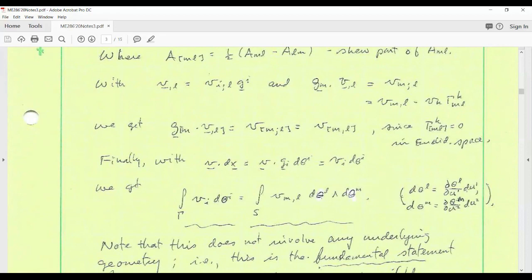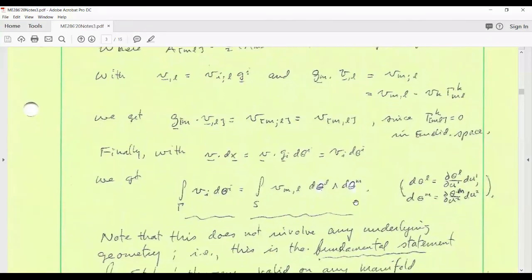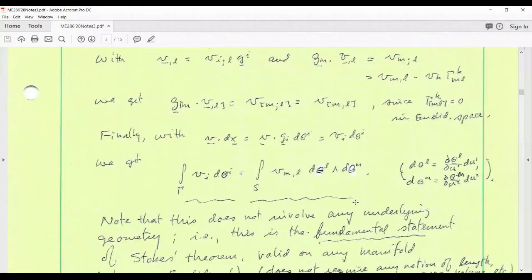It just means this: you're on a curve U2 equal constant. So this differential is just this. This one, we're on a curve U1 constant. This is what I called before d eta m. So I've reverted to this notation because this is the one you see in textbooks on differential geometry.